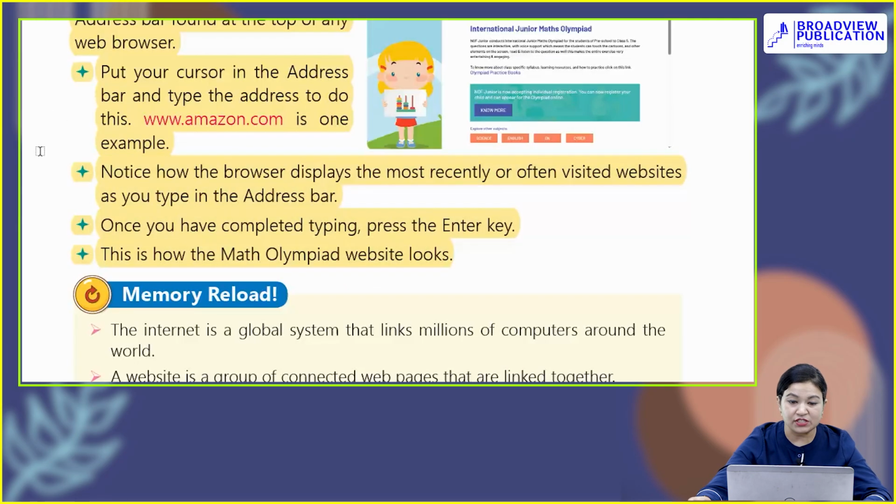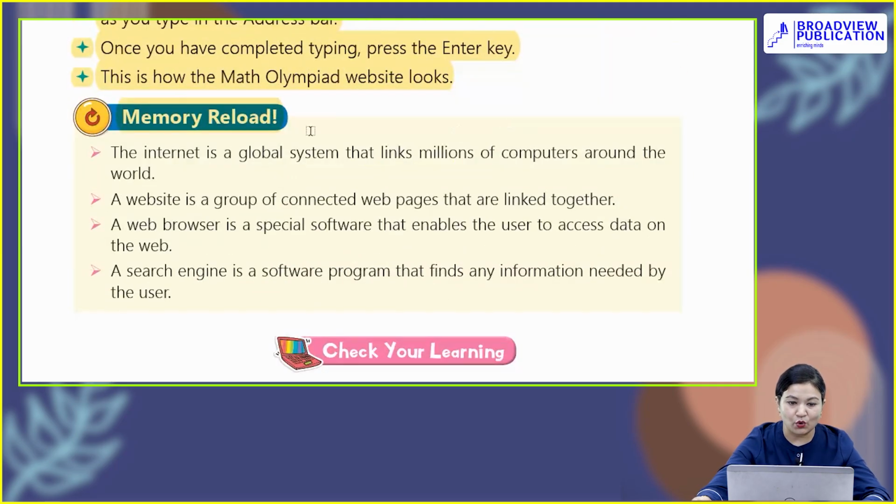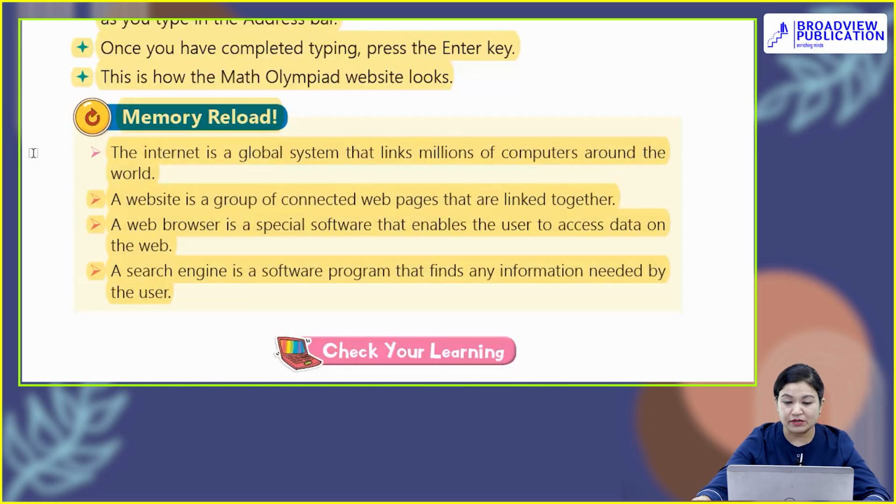www.amazon.com. Notice how the browser displays the most recently or often visited websites as you type in the address bar. Once you have completed typing, press the enter key. This is how the Math Olympiad website looks. You will see many links there. You can open any one link, whichever you like. Memory reload. The internet is a global system that links millions of computers around the world.